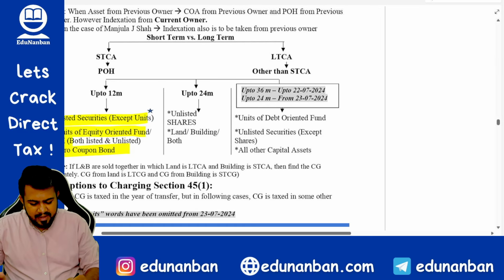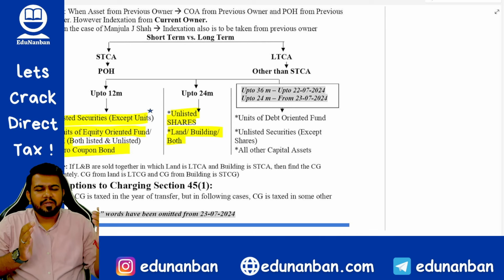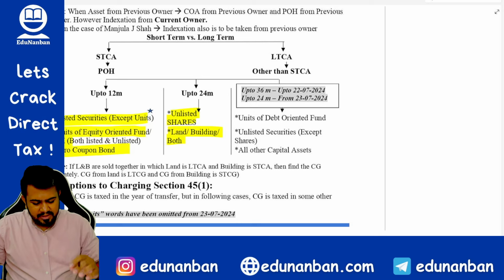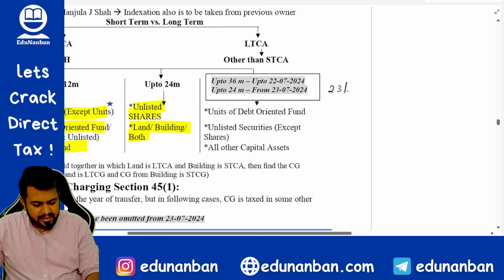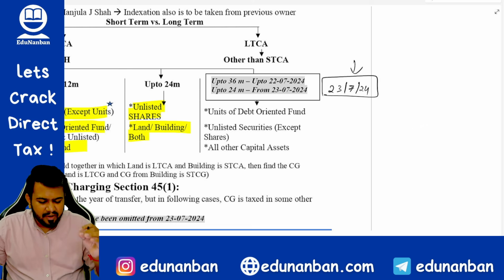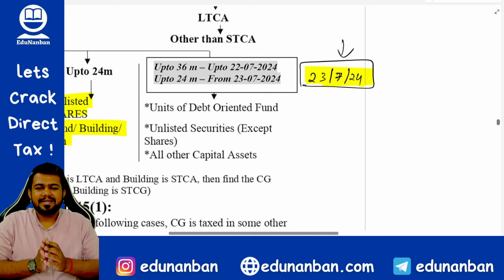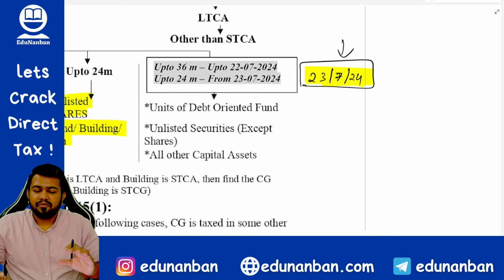Then unlisted shares, land and building or both were considered short term up to 24 months. More than 24 months was long term, and all the remaining capital assets up to 36 months were considered short term, more than 36 months long term. But now what is the change? The change is from the budget date, that is 23/7/2024. A very important date that you have to memorize is 23/7/2024. If any transfer is taking place on or after 23/7/2024, then the concept of long term will change.